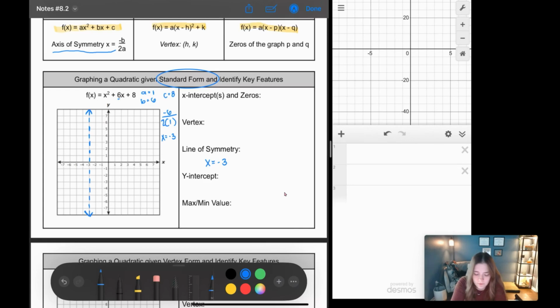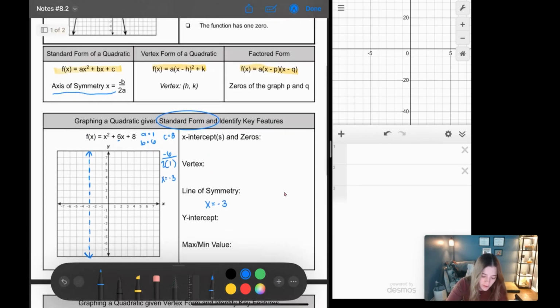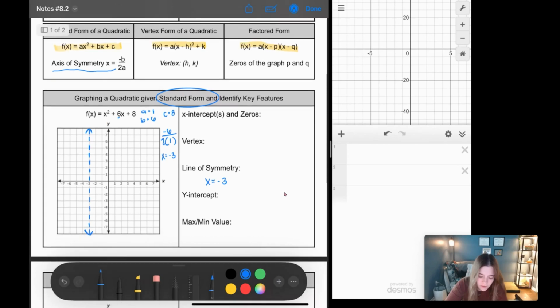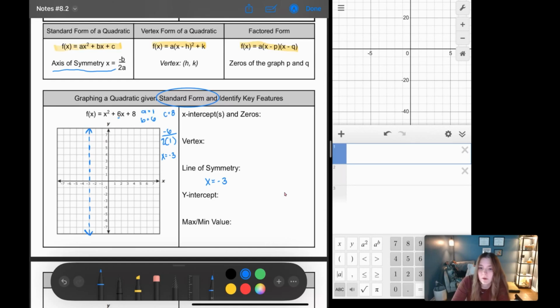Now, I could use those formulas, right? I could plug it in, I could convert it, I could look at the formula, I could do the quadratic equation, I could do any of those things. I could also put it into Desmos, and so I'm going to do that right now.